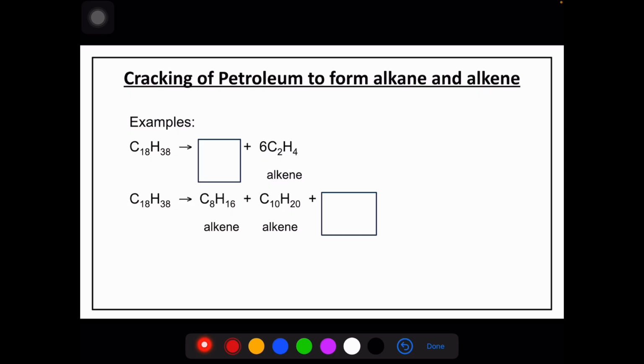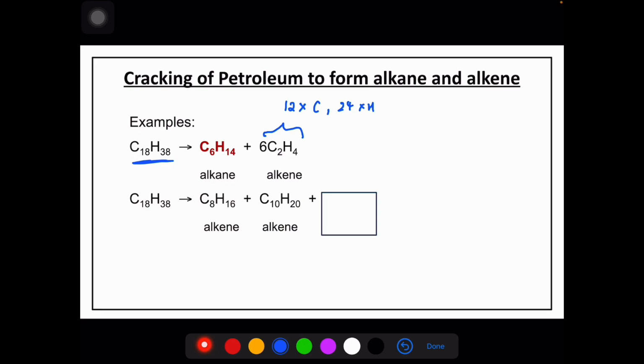So if you look at the first equation that I have over here, you have a C18H38. In the process of cracking, it forms a blank plus 6 of C2H4. Now, 6 of C2H4 will mean that there's a total of 12 of the C. There's also a total of 24 of the H that's being formed already. So what are you left with? You'll be left with C6H14, which is the remaining of the carbon and hydrogen if you just subtract the numbers. So that's actually how you derive a cracking equation.